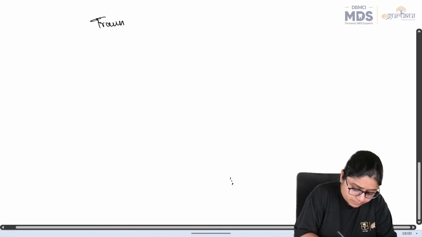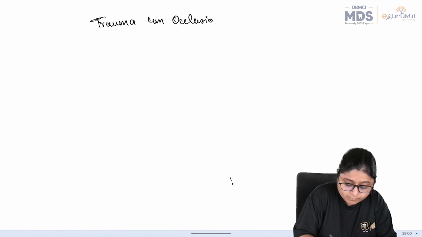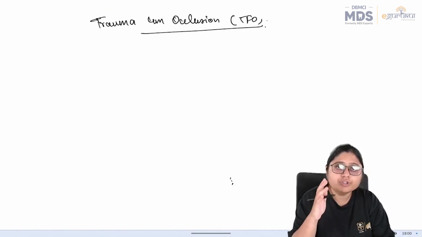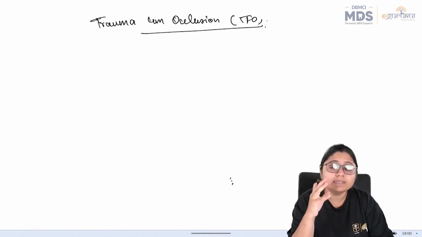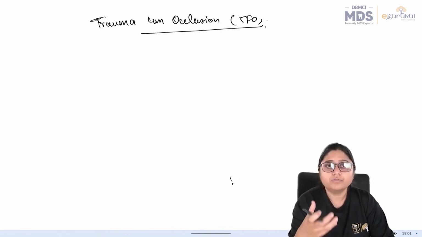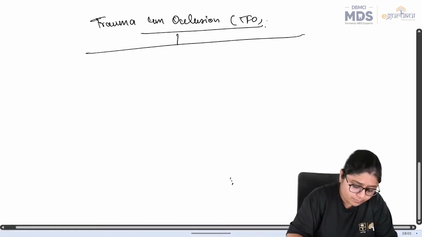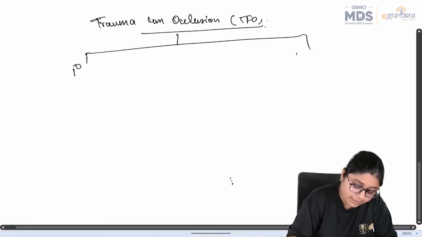Trauma from occlusion, or TFO. Trauma from occlusion is when abnormal occlusal forces are acting onto the periodontium, or when the normal forces of occlusion are acting on a compromised periodontium. It is of two types, primary and secondary.